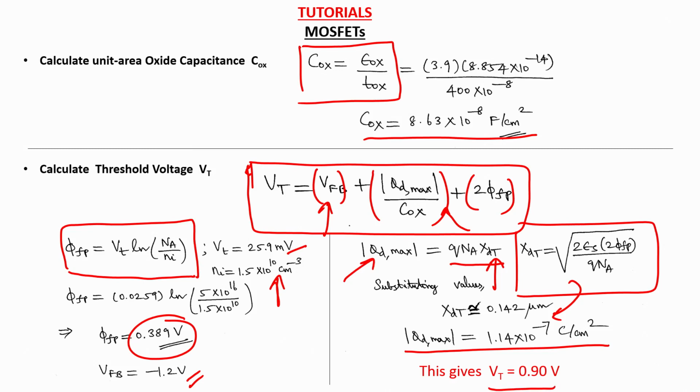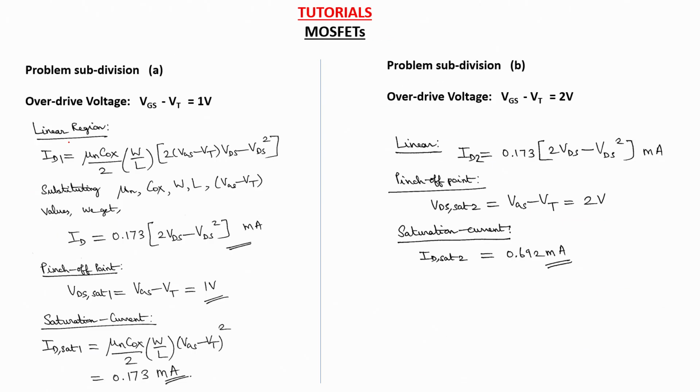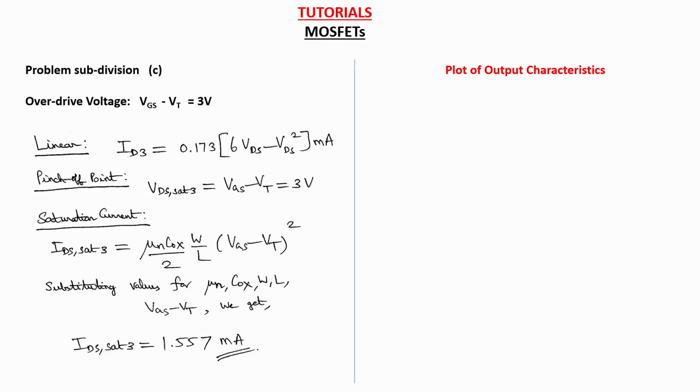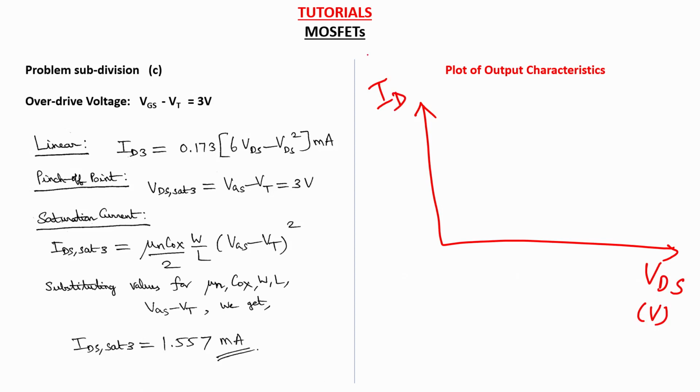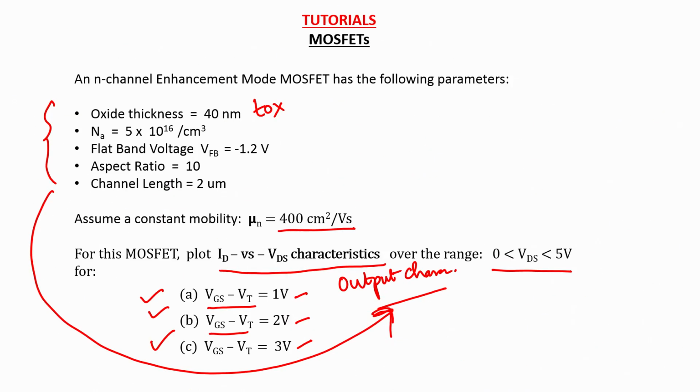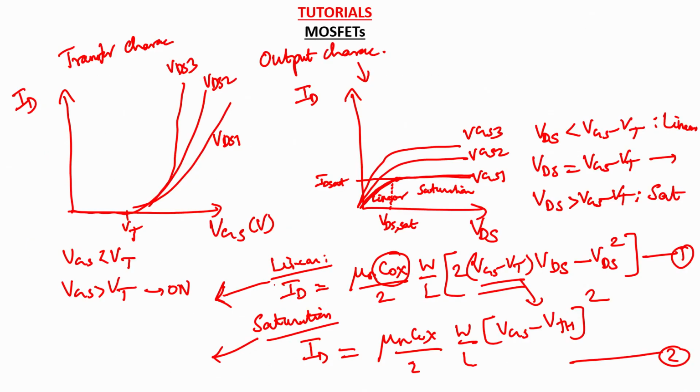So we have now calculated two unknown parameters, the Cox, the unit area oxide capacitance, and the threshold voltage for the device. Next we set off to plot the main requirement for the question, which is the output characteristics, ID versus VDS in volts, probably in milliamps. First we extract the needed equations for the gate overdrive voltage of VGS minus VT equal to 1 volt.